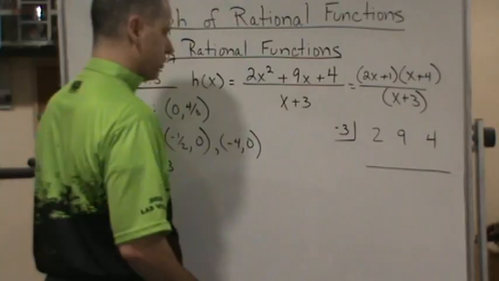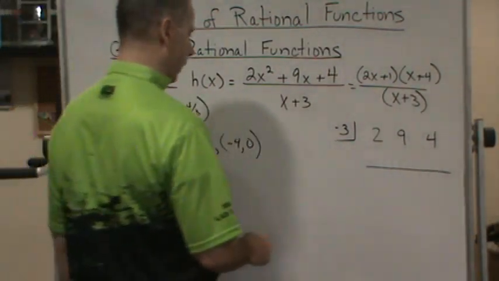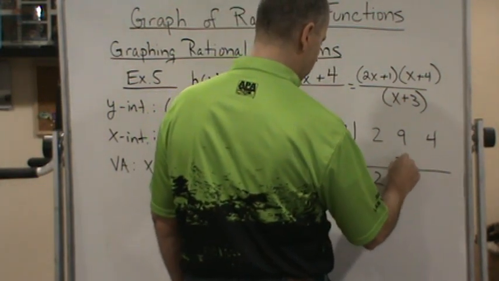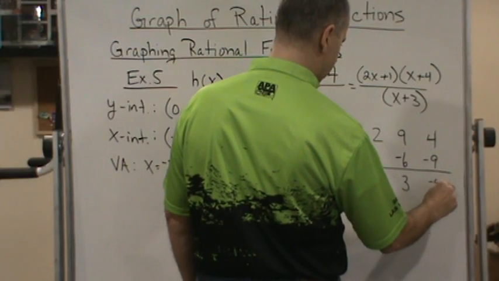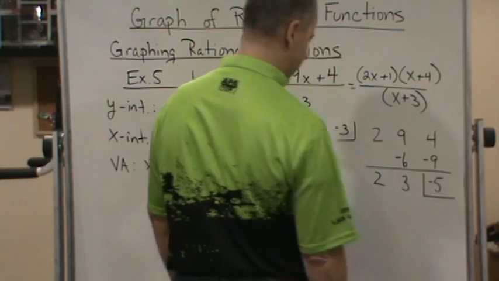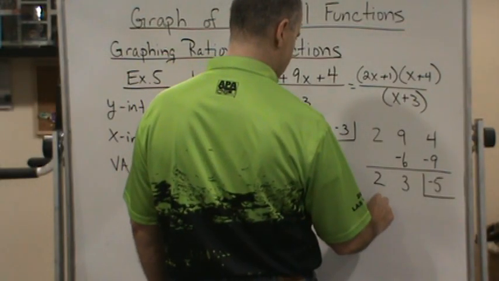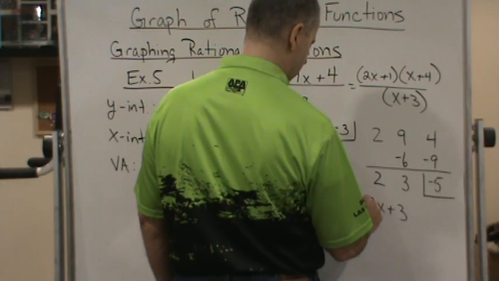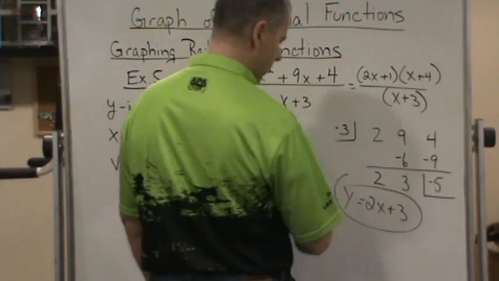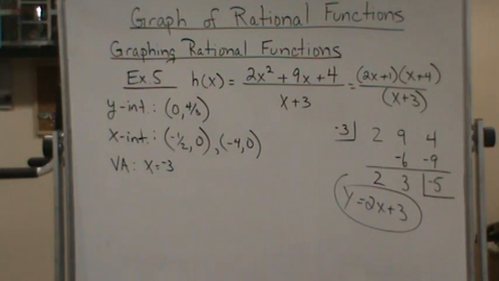And so now I'm going to use synthetic division, and all I need is the quotient. That's all I'm looking for here. So in this case it's going to be 2, negative 6, 3, negative 9, negative 5. So there's my remainder. And so now the resulting quotient is going to be what? It's going to be 2x plus 3. And so that is the equation of my slant or oblique asymptote.